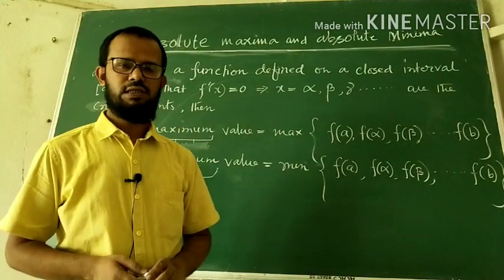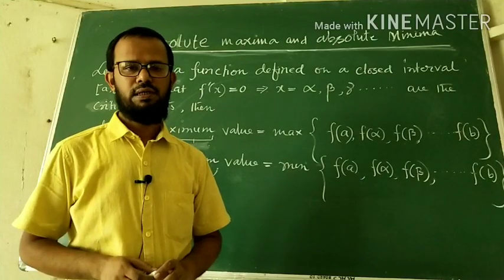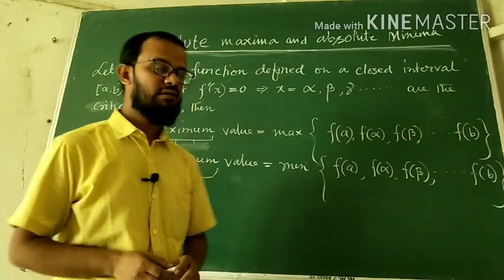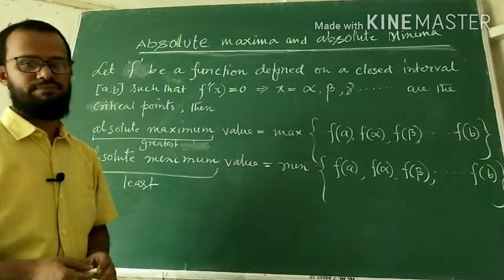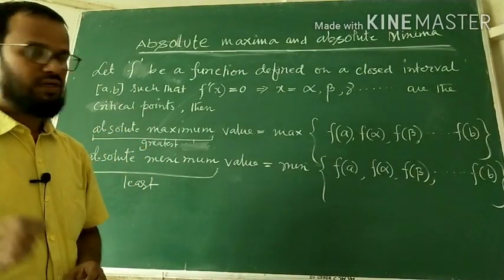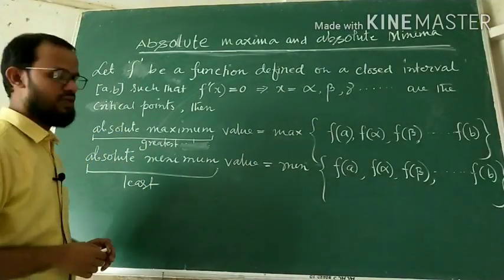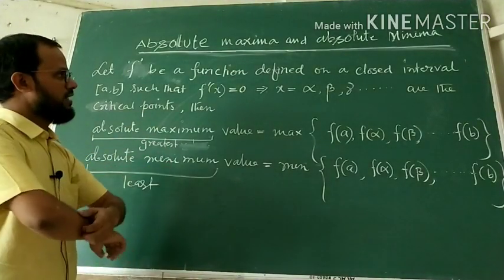Today I am going to discuss the topic of maxima and minima. The content is absolute maximum and absolute minimum. This is an important content of the chapter on maxima and minima. So what is absolute maximum and absolute minimum?